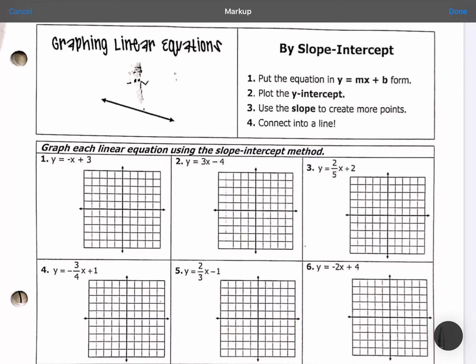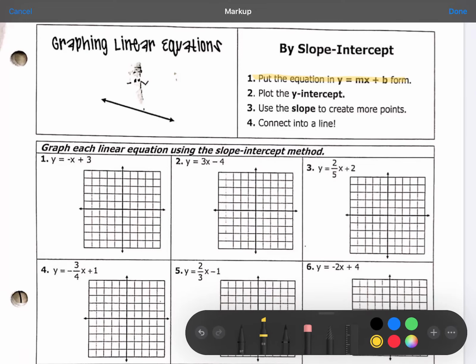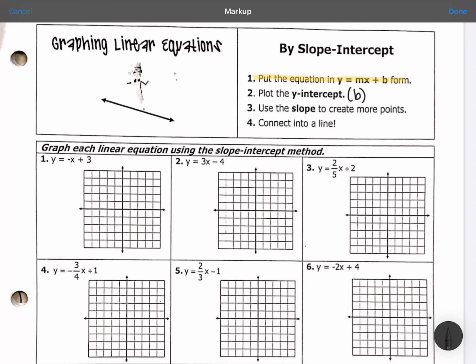First thing you want to do is make sure that your equation is in slope-intercept form. And if it's not, we should be able to do that. We practiced that in class, and so we know to move the x and then divide by the number in front of the y. Then the next thing you want to do is take the y-intercept, which is the b value, and put that number on the y-axis. And then from the y-axis, you're going to use the slope, which is the m in the equation, to create more points. And then you're going to connect your points into a line. So let's take a look at a few examples, and then you are going to do some on your own.